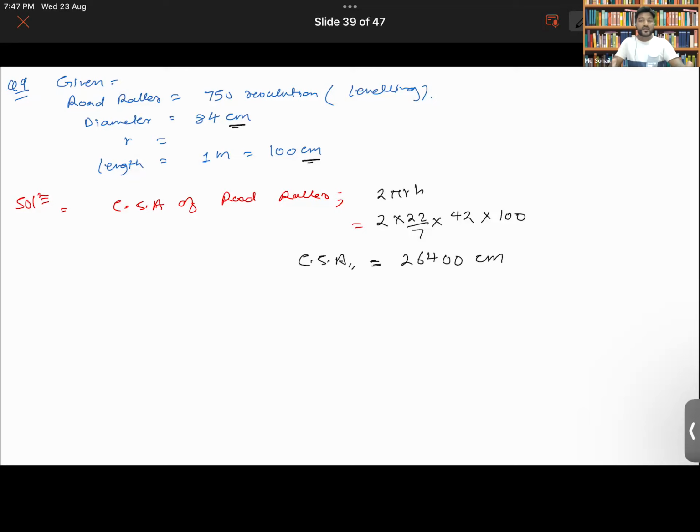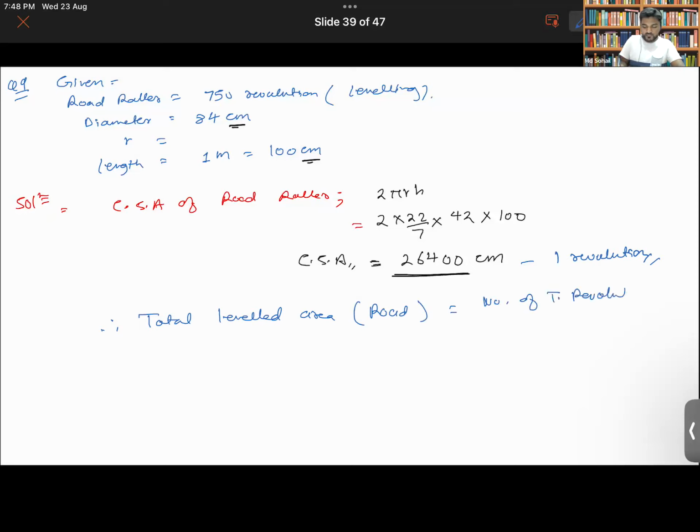Now, again, if you were to multiply, see here, so this much area is being leveled by the road roller in one revolution, no? Yes, sir. In one revolution, while it takes 750 revolutions, right? So we will multiply. Exactly. Total leveled area of road is going to be the number of revolutions times the area.